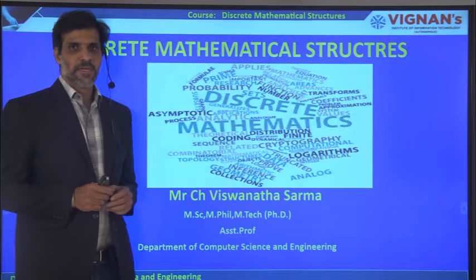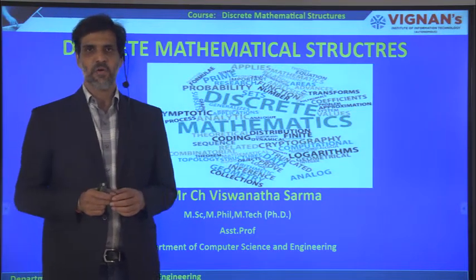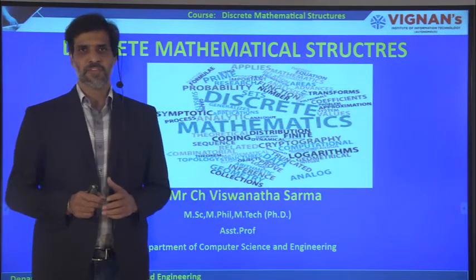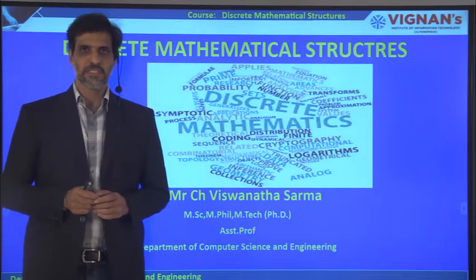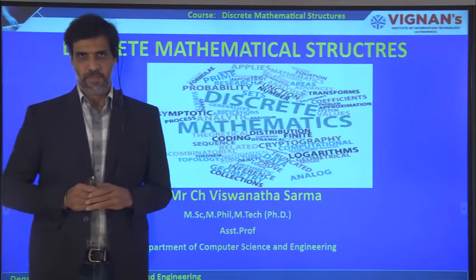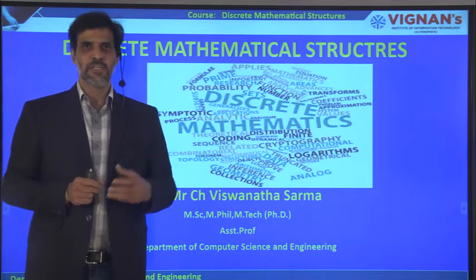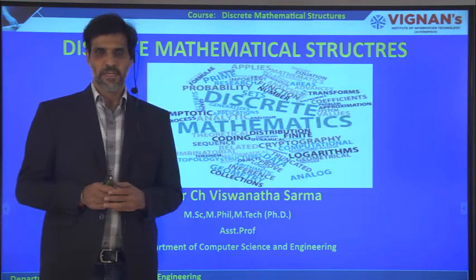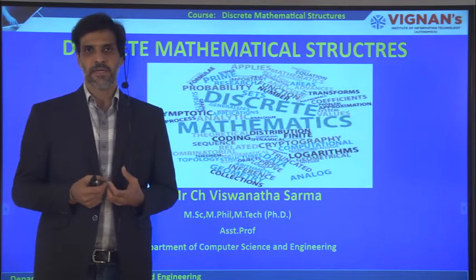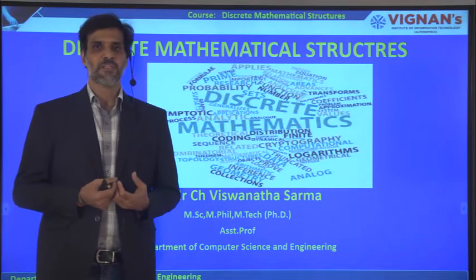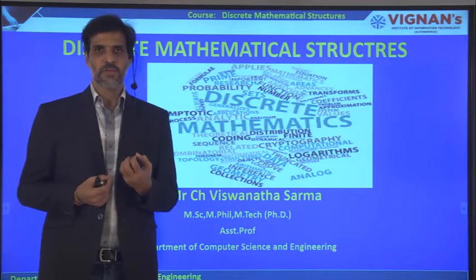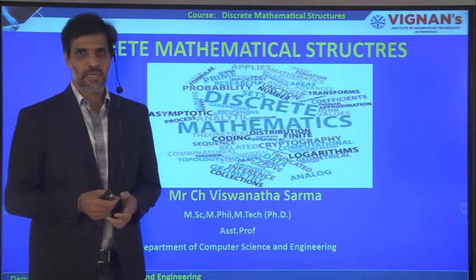Now coming to this particular lecture, we are going to discuss isomorphic graphs, one of the important types of graphs, and then we will discuss Euler's theorem, also called Euler's formula. Then we will discuss what a spanning tree is, what a minimum spanning tree is, how to determine a minimum spanning tree for a given graph, and what type of algorithms we are going to use to determine the minimum spanning tree. These are the topics which we are going to discuss in this particular lecture.